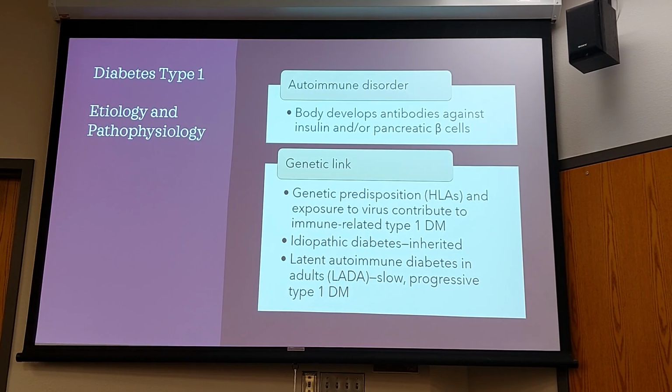So, let's see. Idiopathic diabetes, inherited. So when they're not sure how they got it, if there wasn't any particular reason, like a viral infection or specific damage to the pancreas, then they usually assume that it was a genetic link.